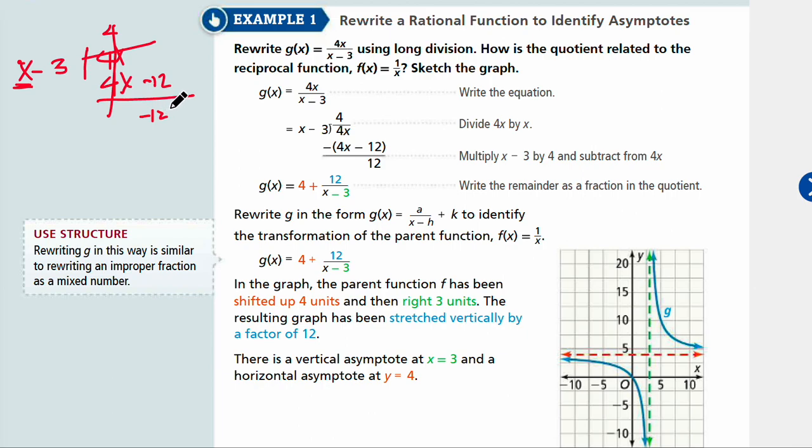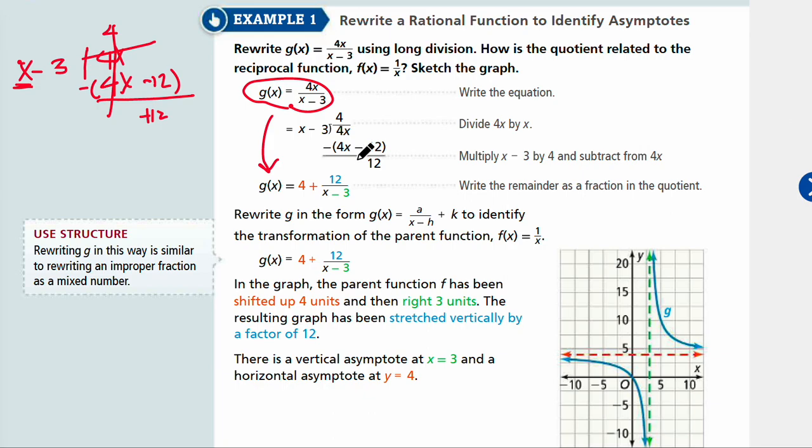So that means if we divide 4x by x minus 3, we have 4 plus the remainder. Oh yeah, we're subtracting this, so it's a plus. So it's a plus 12. We have a remainder of 12 out of x minus 3. So g of x in another form: 4x over x minus 3 could also be written as 4 plus 12 over x minus 3.